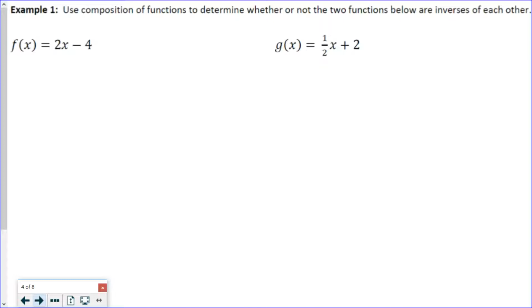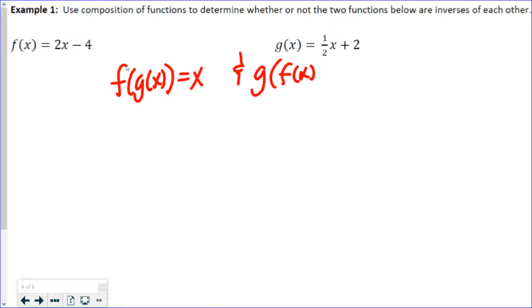They are only inverses of each other if f of g of x is equal to x and g of f of x is equal to x. So if you can prove that both of those equal x, then they're inverses of each other. If they're equal to anything but x, like x minus 5 or x squared plus 3, anything other than just plain old x, they're not inverses of each other.